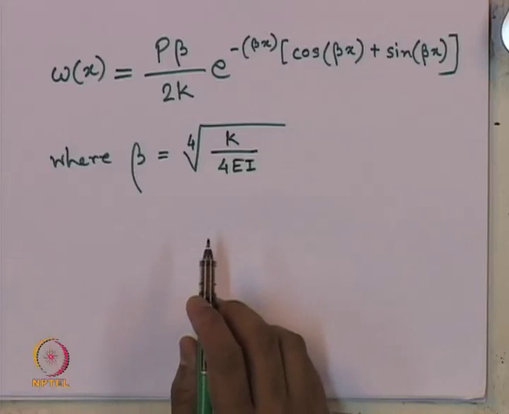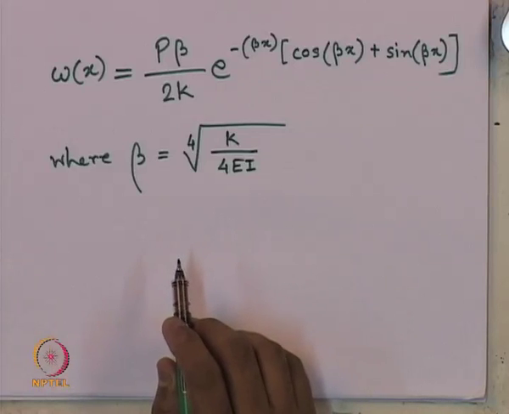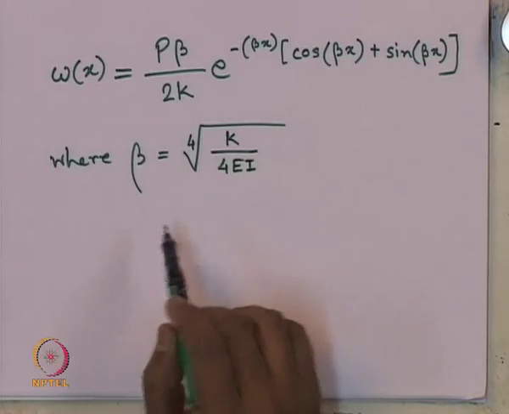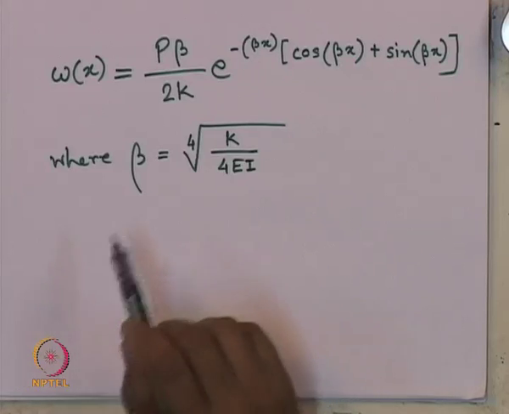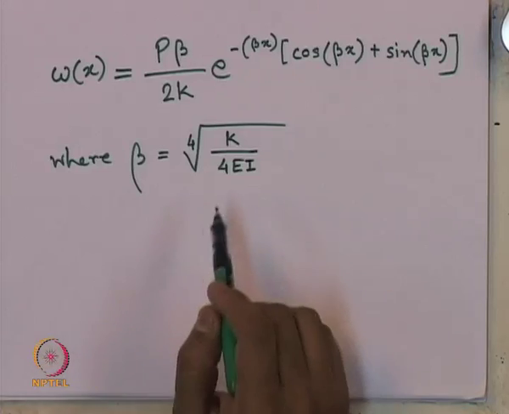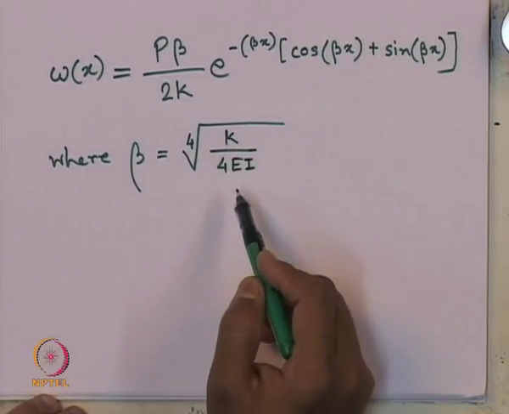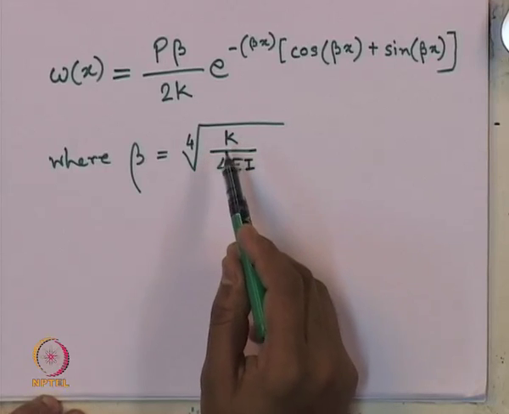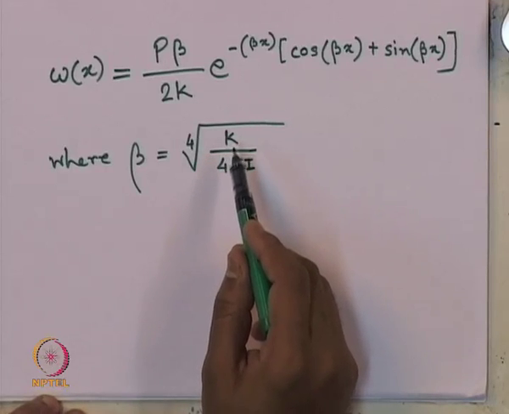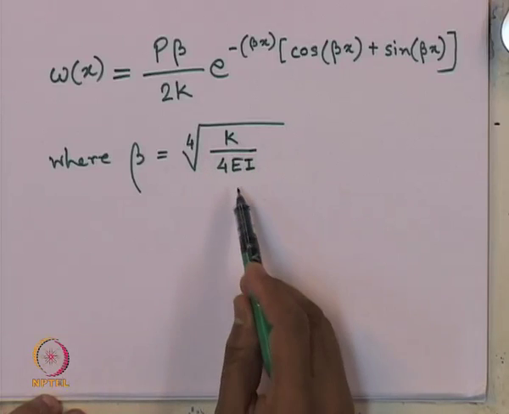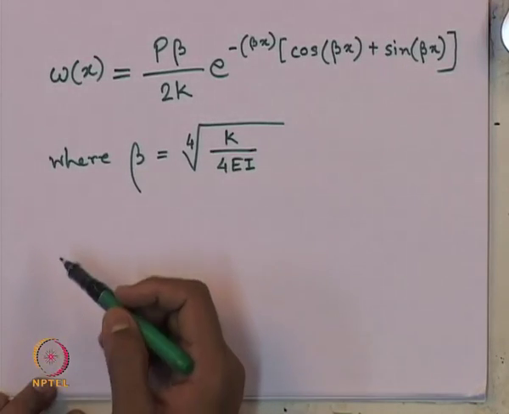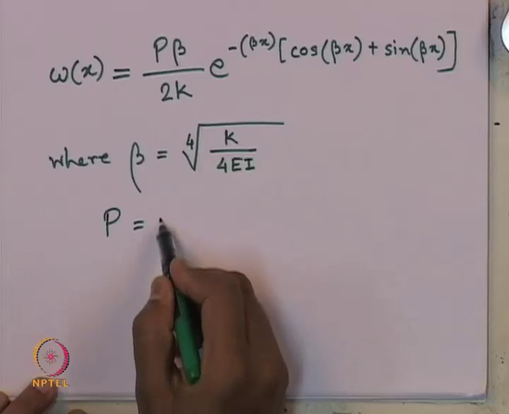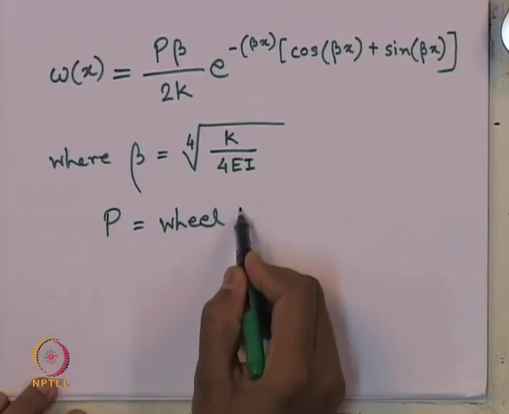Can you relate this parameter? For the foundation settlement analysis, we had used this parameter also. If you refer to the Indian Standard Code for Foundation Settlement Analysis, you will find this parameter expressed with the subgrade modulus. In this case, we have the track modulus and E I of the rail. So, equivalent to the rail, this beta parameter can be calculated, and P is nothing but the wheel load.